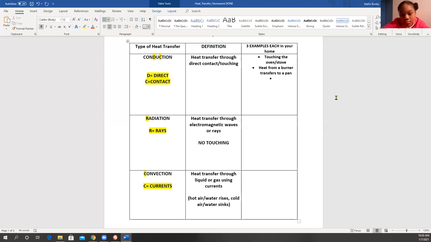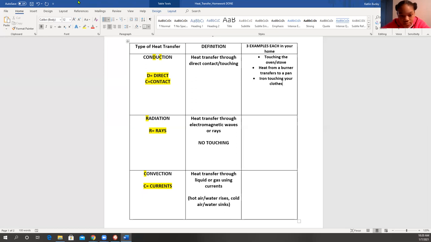Bishop? An iron, that's a great one. And I want to specify this one because what also comes out of an iron when you release the button? Steam, right? So I'm going to say an iron touching your clothes, right? Because we could also say the steam from an iron.